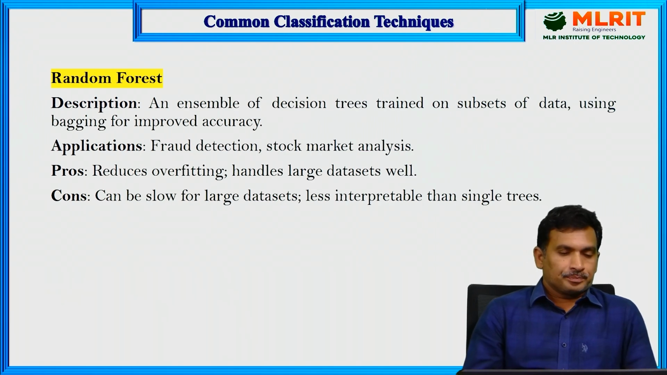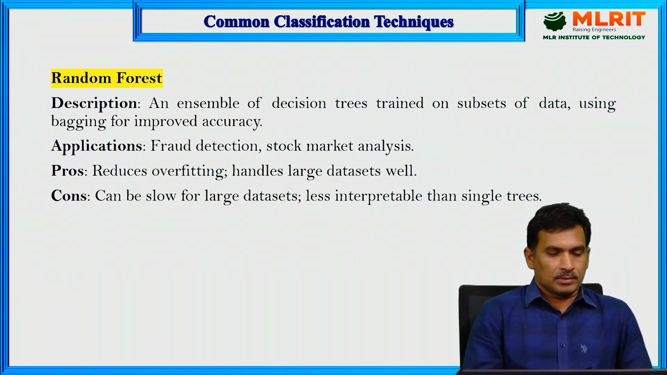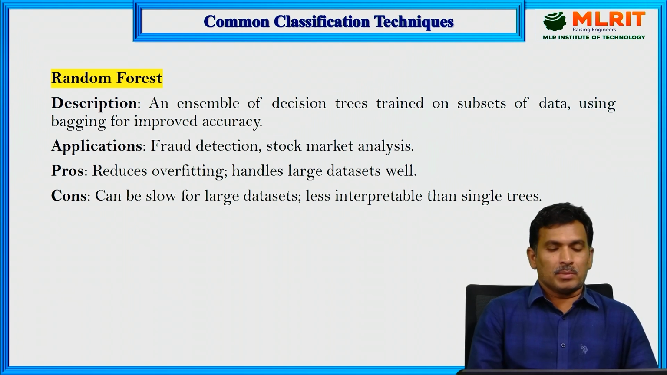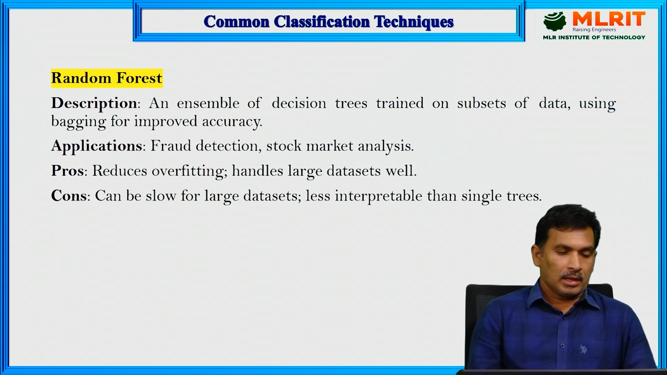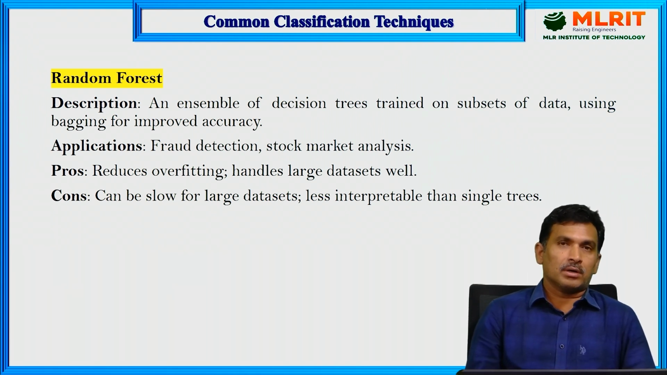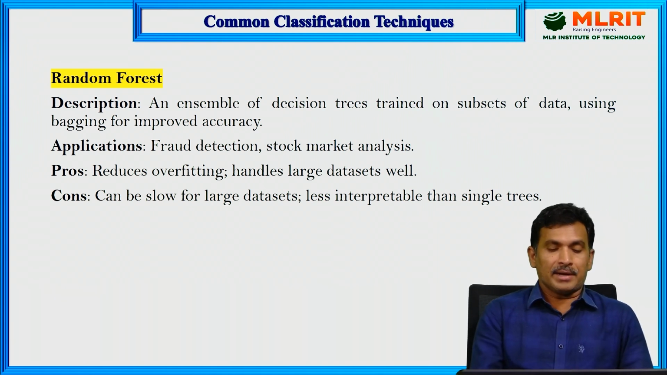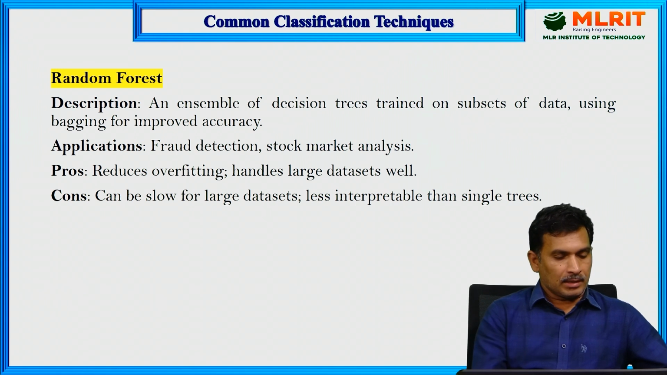Next, another classification technique based on the decision tree is the random forest. It is an ensemble of decision trees trained on subsets of data using bagging for improved accuracy. It is mainly used in fraud detection and stock market analysis. It reduces overfitting and handles large data sets also. However, it can be slow for large data sets, and it is less interpretable than single trees.